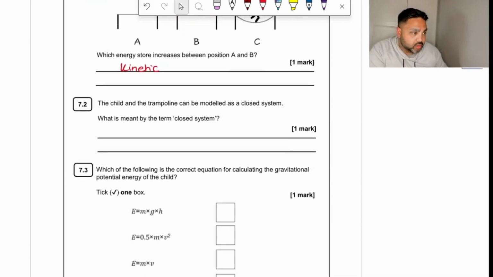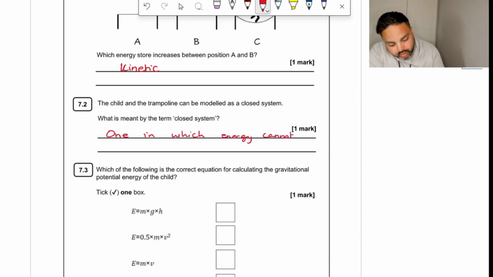What does the term closed system mean? A closed system is one in which energy cannot be exchanged with the surroundings. It's not gases, it's energy, okay? You have to say energy. A closed system is one in which energy cannot be exchanged with the surroundings.